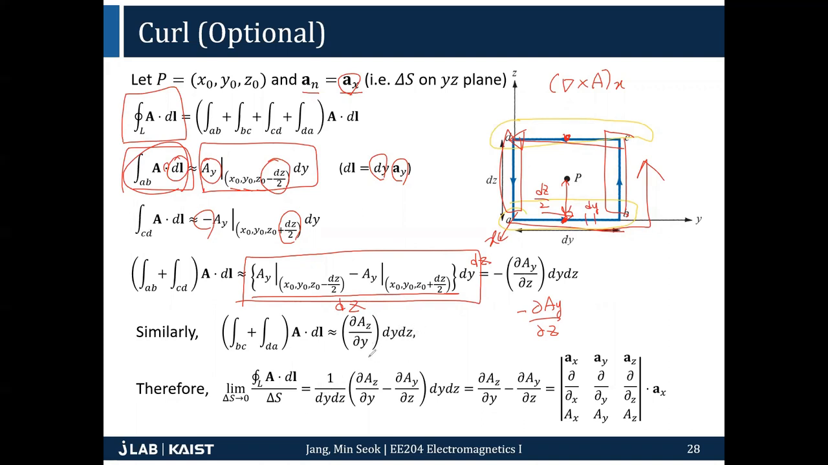So if you add everything up, this integration is equal to this. And then of course, delta S, the area, is dy dz. So if you divide by dy dz, these two cancel each other out, and you have this. And this is just the x component of this determinant equation. If you look at the x component, you'll realize that this is the x component of the determinant equation. So the derivation itself is basically very similar, right? If you understand how you define the integration direction and the direction of the surface, it's basically the same. But if you have any question, please ask.